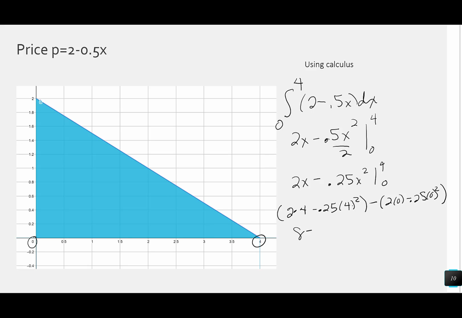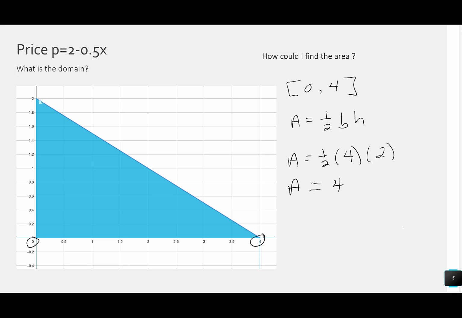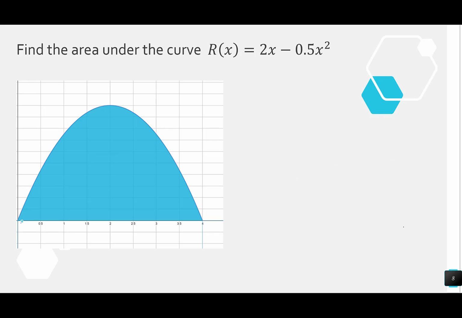2 times 4 is 8. 4 squared is 16, and 16 times 0.25 is just 4. So this is 8 minus 4. 2 times 0 is 0. Negative 0.25 times 0 squared is 0, so I have minus 0 here. 8 minus 4 is just 4. And if we quickly look back, we also got 4 when we did the geometry. So we just have a different way to get this area under the curve. Let's use that and try to find the area under the curve for the revenue.